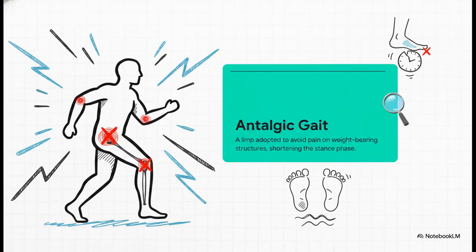The absolute most common deviation you're going to see is an antalgic gait. Antalgic literally just means against pain. When a patient has an issue in their hip, knee, or ankle, their body instinctively refuses to tolerate that normal 60% stance duration. It hurts, so they adopt a limp, desperately trying to unload that painful limb. What you get is a severely shortened stance phase on the affected side. Asymmetry is your big hallmark here.